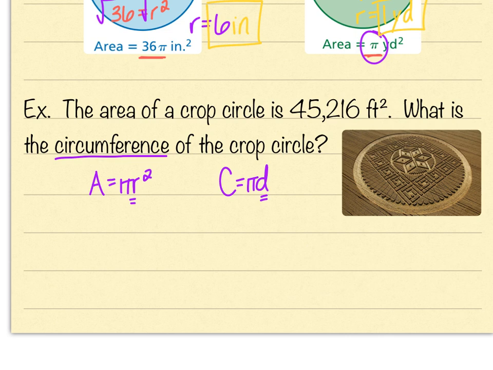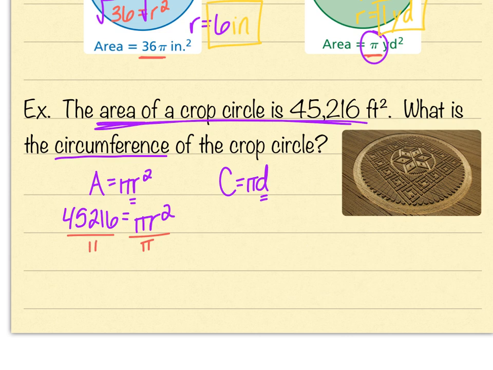And so I'm going to plug 45,216 in for the area of our circle. That's what it says the area is. So when I divide by pi on both sides, notice how there's not a pi symbol. This answer was not written in terms of pi. There was no pi symbol there, so I do have to divide by 3.14. When I do, I get 14,400 equals r squared, because I got rid of the pi.